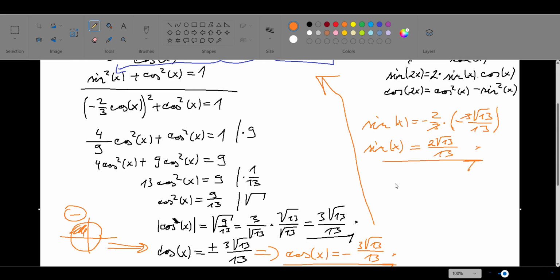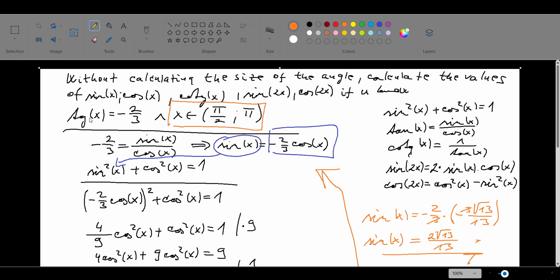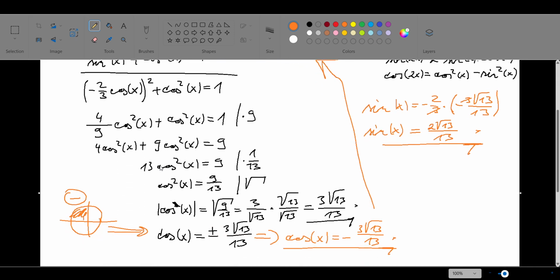So this is the value of the sine function. And as x is really from the second quadrant, the value of the sine function is really positive, so we are happy and everything looks fine now. The tangent is equal to negative 2 over 3, so what will be the cotangent equal to?